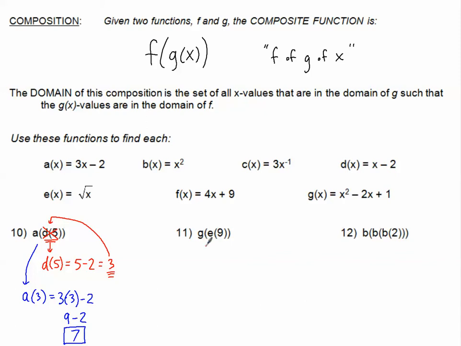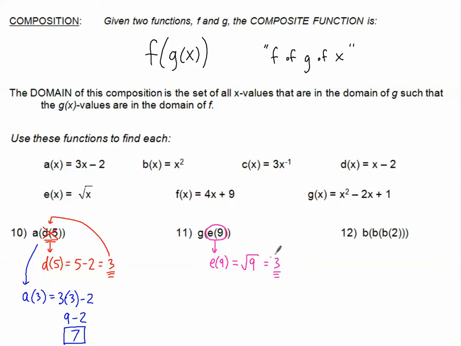Let's see if we can do that again with maybe two different functions and some different numbers. g of e of 9. Let's first start with e of 9. Let's figure out what e of 9 is. Where is e of x? Oh, here it is. e of x is the square root of x. So e of 9 is the square root of 9. Just replace the x with a 9. And that, of course, is 3 again. That's okay. It's not always going to be 3 as that first number.